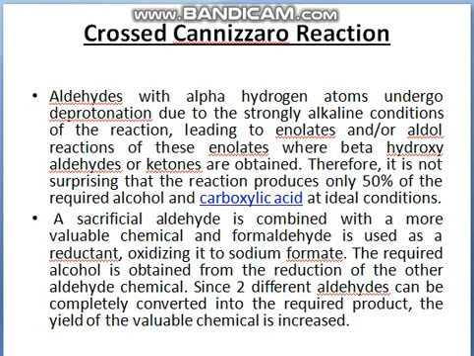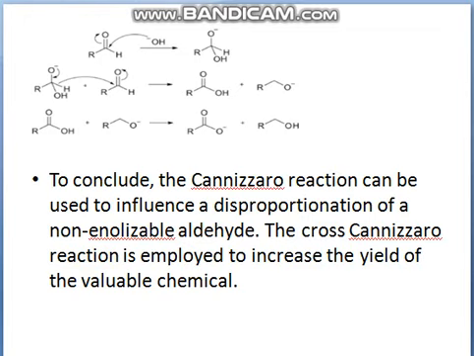Aldehydes with alpha hydrogen atoms undergo disproportionation due to the strongly alkaline condition of the reaction, leading to enolates and aldehyde. Reaction of these enolates, beta hydroxyaldehyde or ketone are obtained. Therefore, it is not surprising that the reaction process yields only 50% of the required alcohol and carboxylic acid at ideal condition. This is why the crossed Cannizzaro reaction is more commonly used.